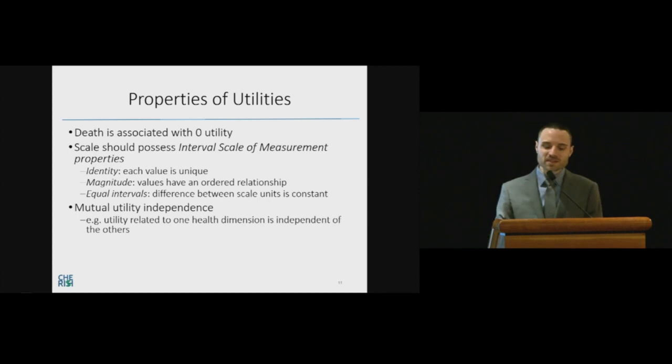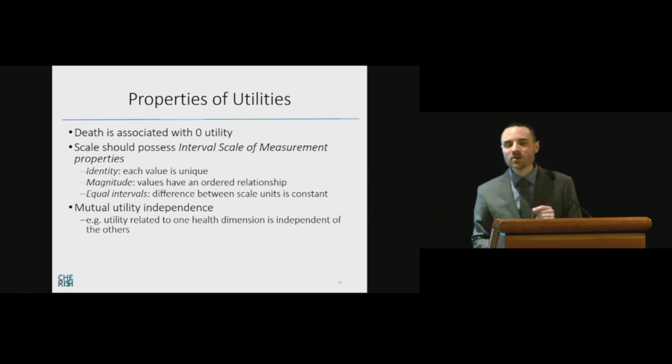Okay. The scale should possess interval scale of measurement properties. What that means is that each value is unique on that scale. The values have an ordered relationship, right? So a utility of 0.5 is better than a utility of 0.1 and so on and so forth. And there should be equal intervals, theoretically. So the differences between those scale units is constant.